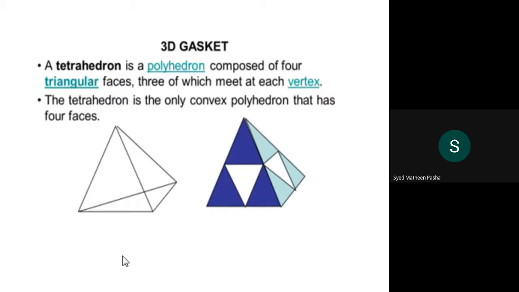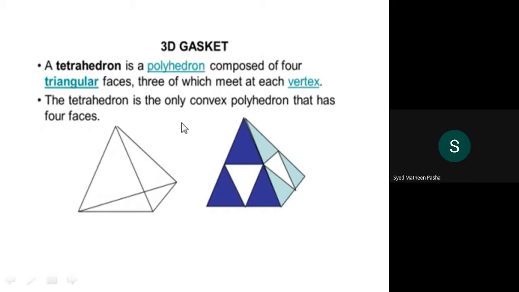So we'll check out how a tetrahedron should look. A tetrahedron is a polyhedron composed of four triangular faces, three of which meet at each vertex. That is, as I told, a tetrahedron I can call a collection of triangles. Basically, it is a collection of four triangles, which is composed of four faces, in which three will meet at each vertex. Suppose I'm considering some vertex, the tetrahedron is a polyhedron which consists of four triangular faces, where three faces meet at a particular vertex.